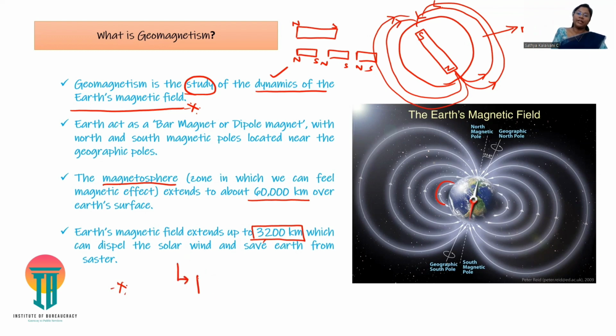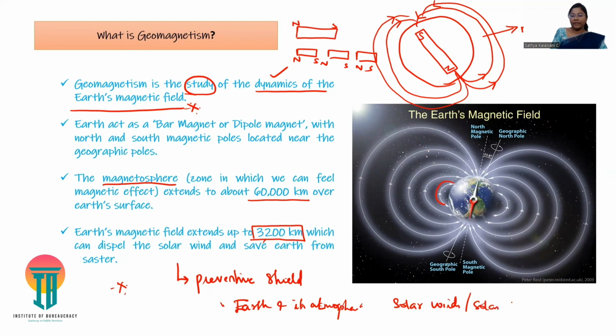it acts as a preventive shield. It protects the Earth and its atmosphere from the harmful impact of solar wind or solar flares. So the magnetic field lines have a big role in protecting the Earth and its atmosphere from solar wind or solar flares.